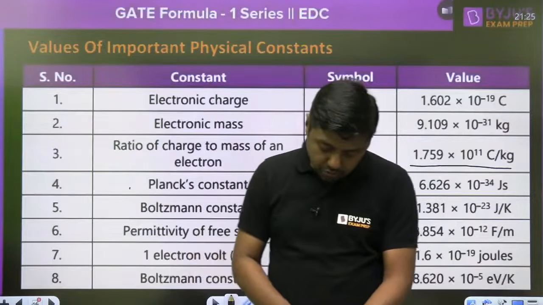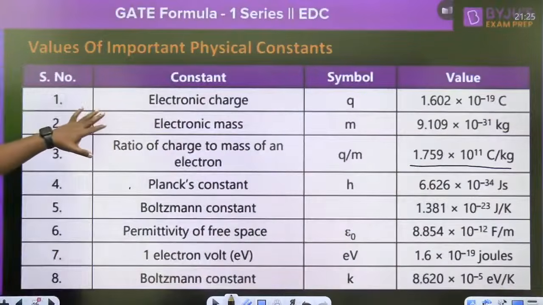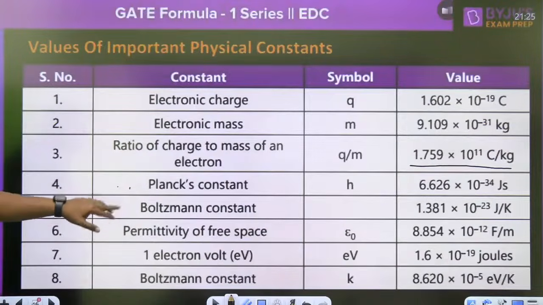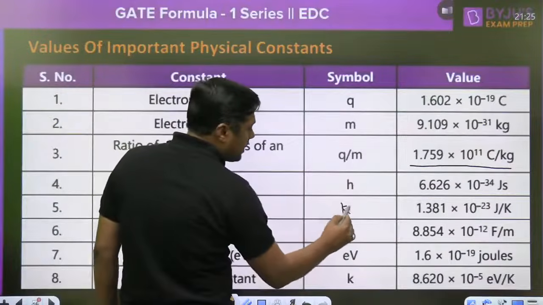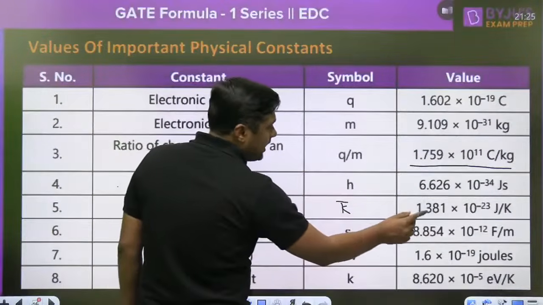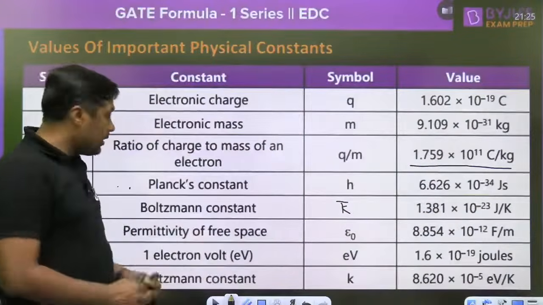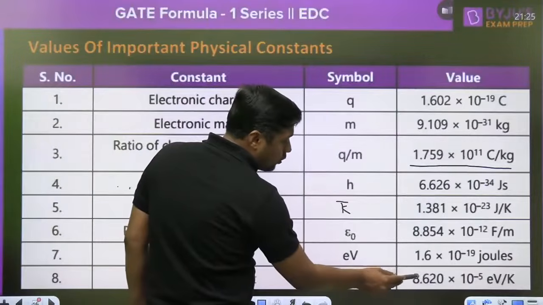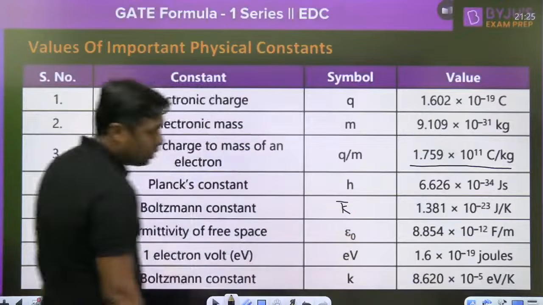All good. Thank you. Now, these are the important values of electronic charge, electronic mass, ratio of Q by M, and Planck's constant. Another one is the Boltzmann constant. Normally it is represented by K or K bar. 1.381 into 10 raised to power minus 23 joule per Kelvin. Or here is another Boltzmann constant, that is in electron volt: 8.620 into 10 raised to power minus 5 electron volt.